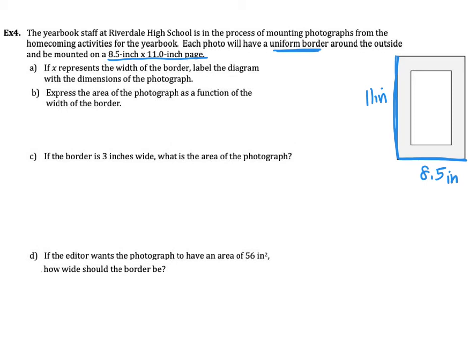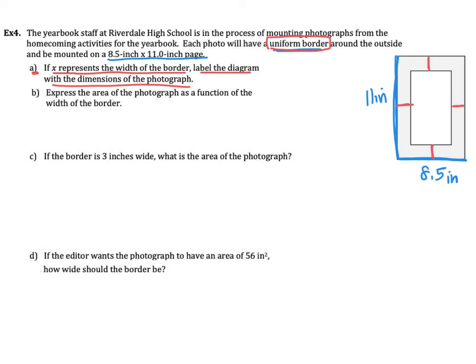Okay, let's go back and talk about what this uniform border means. Well, part A says if x represents the width of the border, label the diagram with the dimensions of the photograph. So the border has to be uniform, means it's the same on all sides.